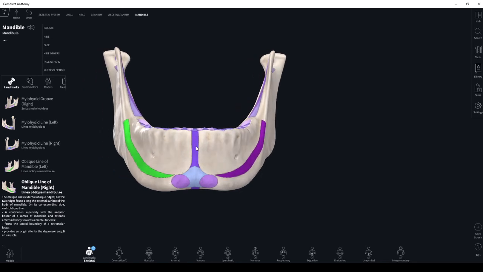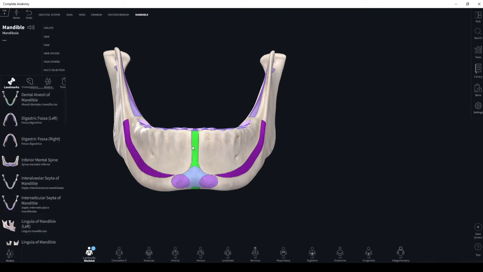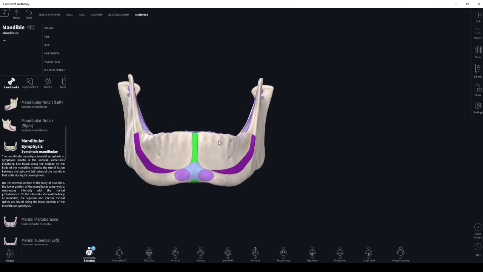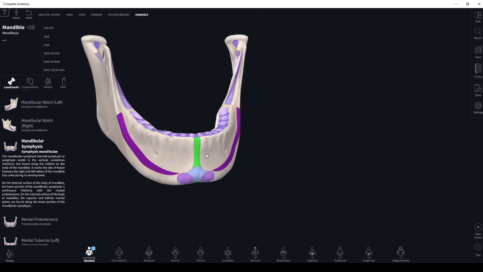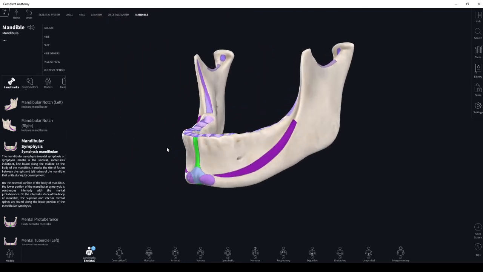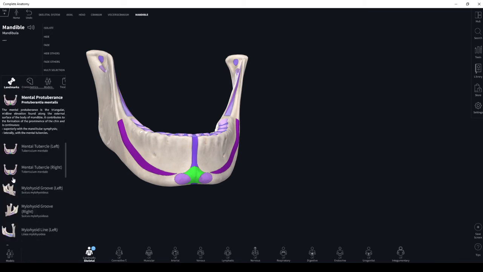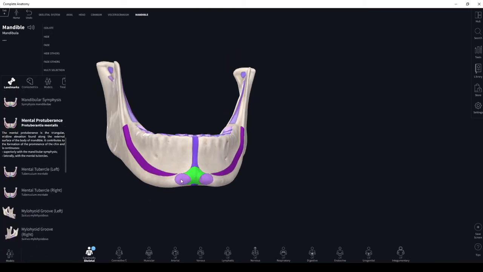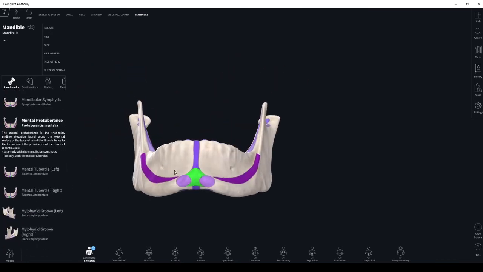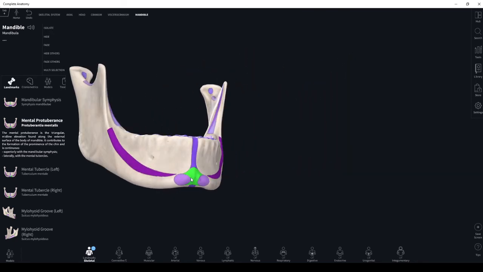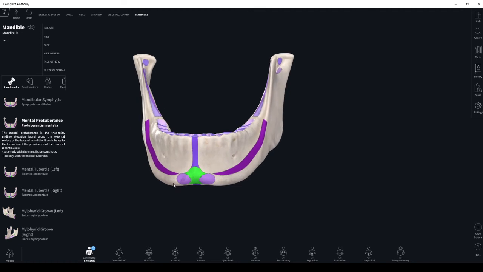Between both halves of the mandible, after the two halves of the bone grow and fuse into one, we have the mandibular symphysis, a suture which becomes invisible in adults. Just below it is the mental protuberance. The mental protuberance is a triangular midline elevation found along the external surface of the body of the mandible.